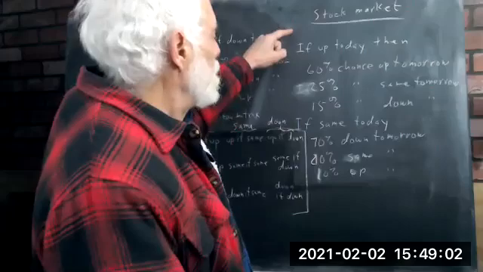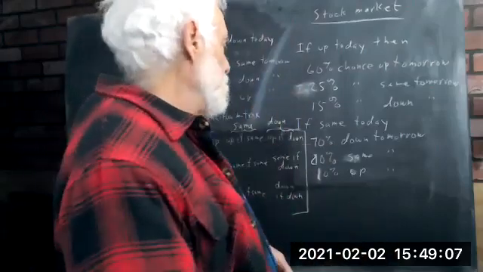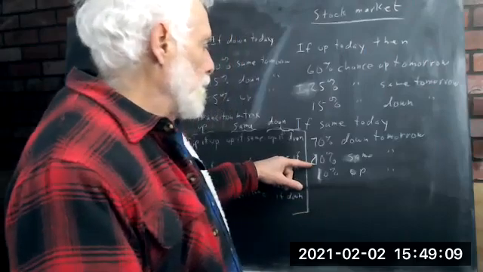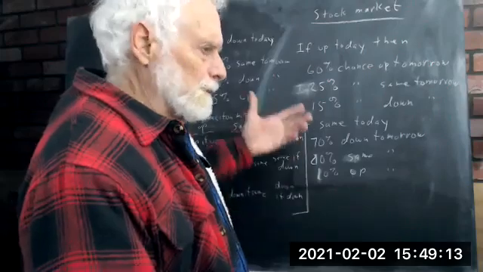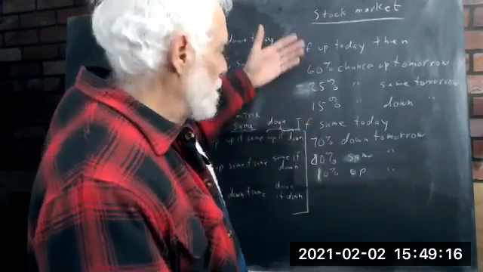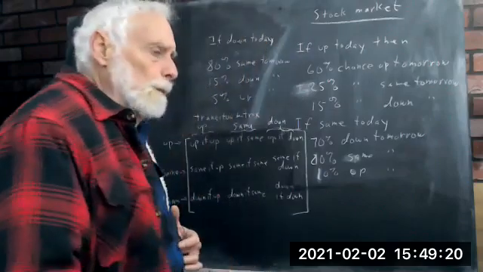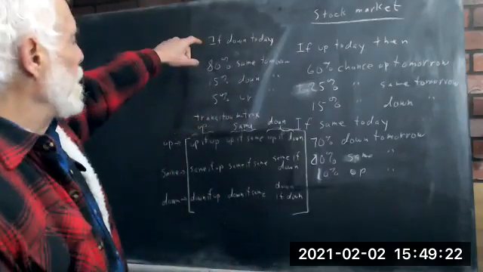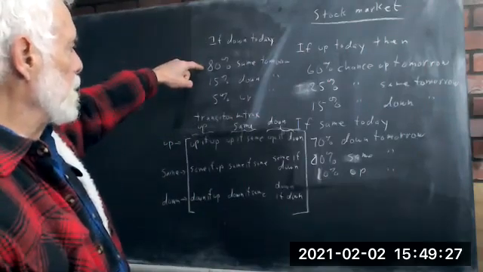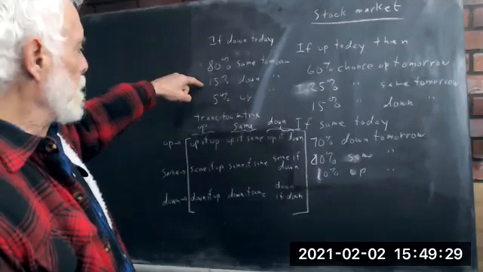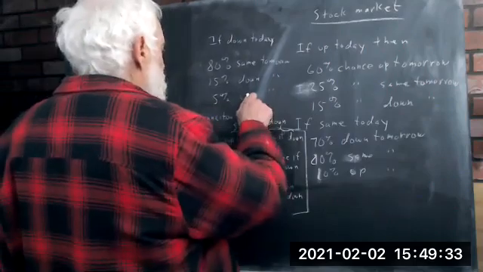Okay, so anyhow, we've got these probabilities. Now, if it's the same today, we're going to say 70% chance it's going to be down tomorrow, 20% chance it'll stay the same, and only 10% chance it'll go up. I'm not sure these conditions are all that compatible with the first ones, but I've made it intentionally a little bit weird. Now, if the market's down today, we're going to assume there's an 80% chance it'll be the same tomorrow, 15% chance it'll be down tomorrow, and a 5% chance that it'll be up tomorrow.